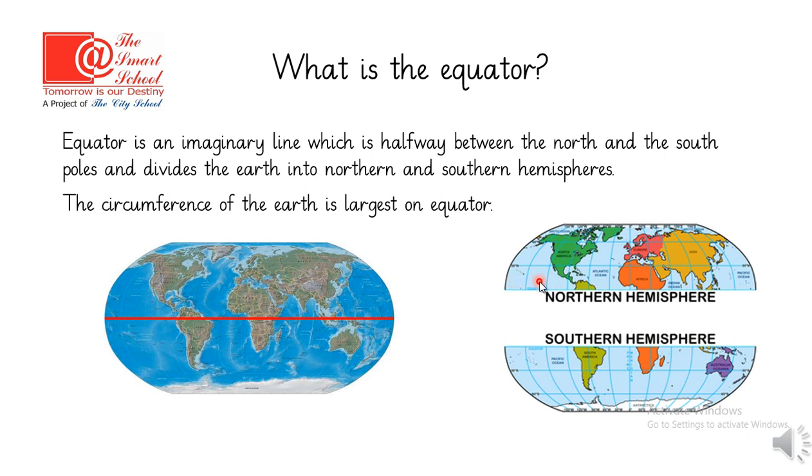Now to make it easy for you, I've just separated northern hemisphere and southern hemisphere. See, this part is the northern hemisphere, and the bottom part is the southern hemisphere, and in between these two hemispheres is the line which is called equator. Means equator is the line which is dividing the earth into northern and southern hemisphere. But remember, it's just an imaginary line. The circumference of the earth is largest on equator. You can observe this here.